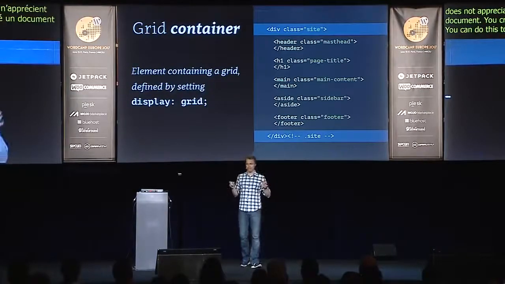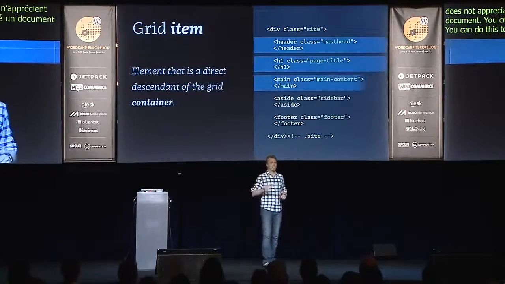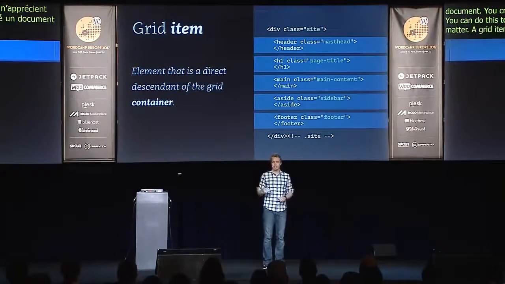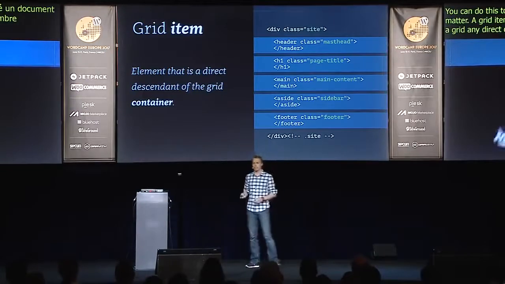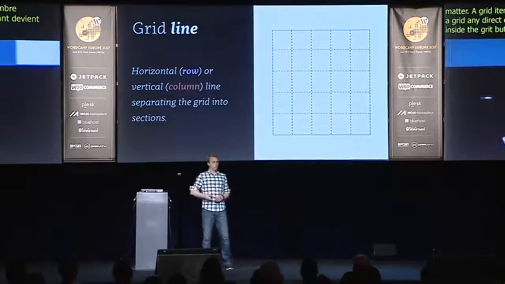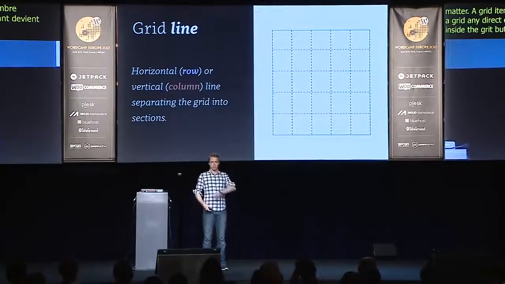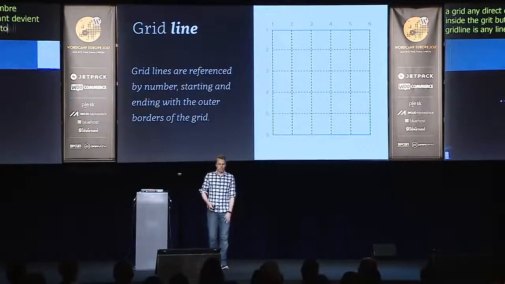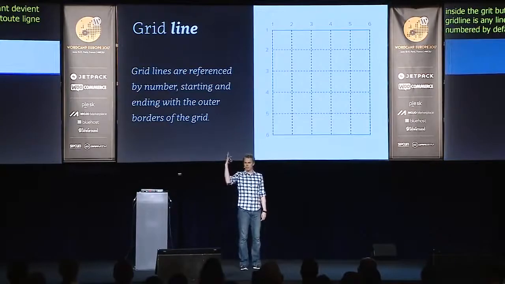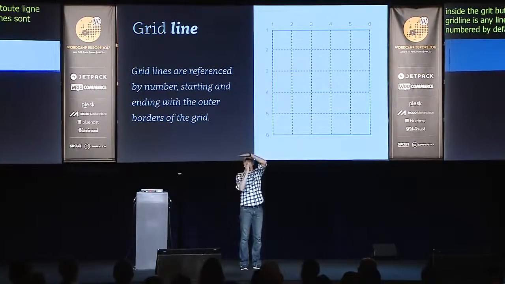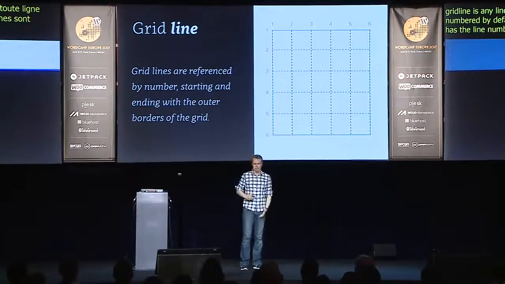It does not matter. A grid item is any direct descendant of a grid container. So if you create a grid, any direct descendant automatically becomes a grid item that's placed inside the grid, but only the first level descendants, just like it is with Flexbox. A grid line is any of the lines you draw inside the grid, horizontal or vertical. The grid lines are numbered by default, so the first edge of the grid, either vertical or horizontal, has the line number 1, and then you just count them, 2, 3, 4, 5, 6, and the last one has the last number.